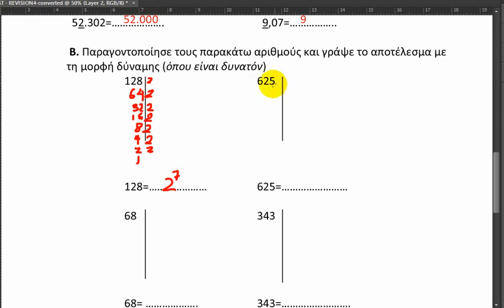Next up, we have 625. Can we divide it by 2? No, it's an odd number. Can we divide it by 3? Let's think here. No, because remember the divisibility tests. In order to be divisible by 3, the sum of its digits needs to be divisible by 3. And 6 and 2 and 5 make 13, which is not divisible by 3. And it's not divisible by 4 because 25 is not divisible by 4, but it is divisible by 5.